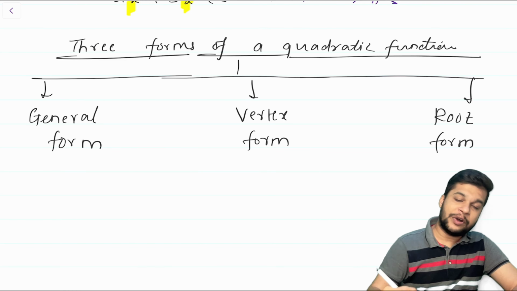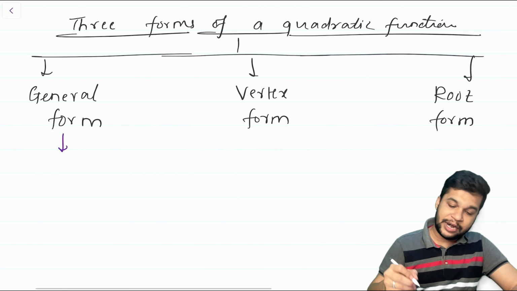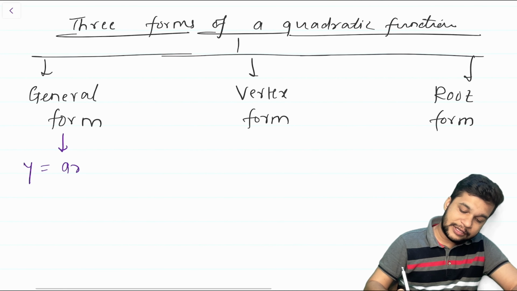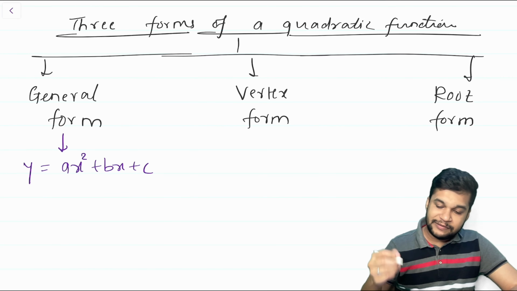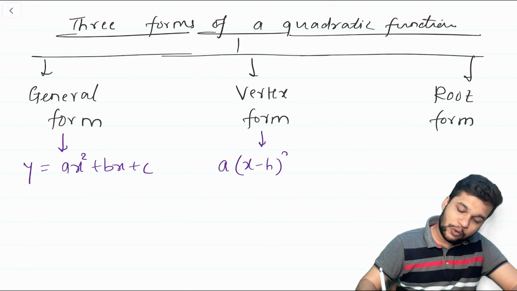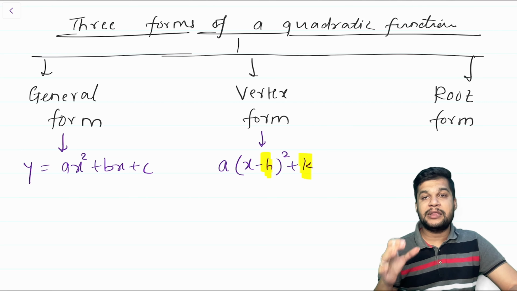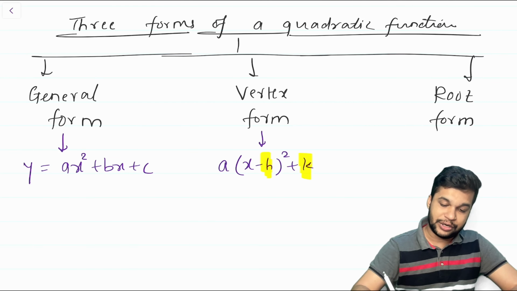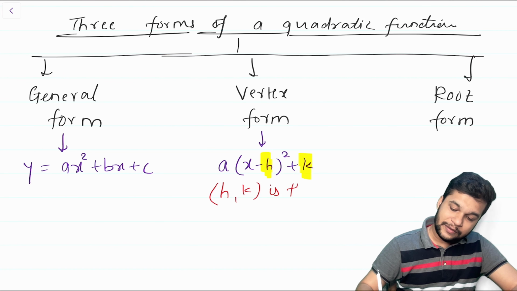So what is the general form? The general form of a quadratic function is y equal to ax² plus bx plus c. What is the vertex form? The vertex form is a times (x minus h) whole square plus k, where h and k are nothing but the vertex of the quadratic function or the parabola. So I'll write here, h comma k is the vertex, the coordinate of the vertex.